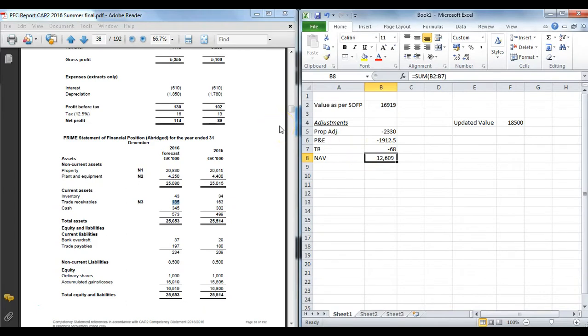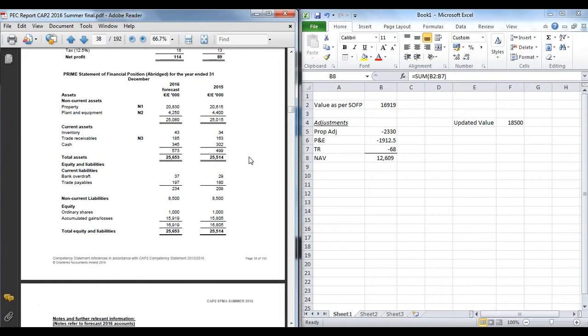You have about 3 or 4 marks there. So it's nice, you've got marks on the board, and you've got a bit of confidence. So we've answered one part, one requirement of the 5. The net asset value of Prime is 12.6 or 12 point around 7 million.